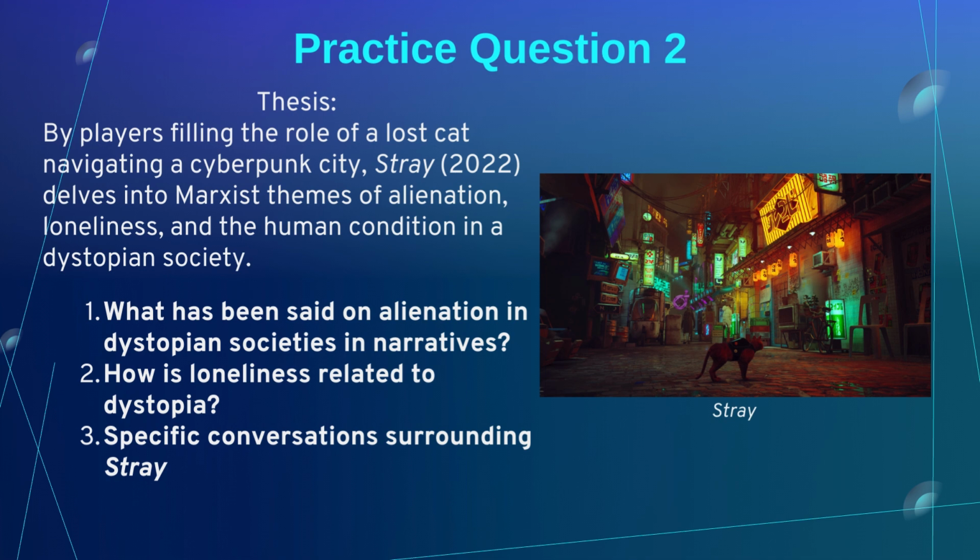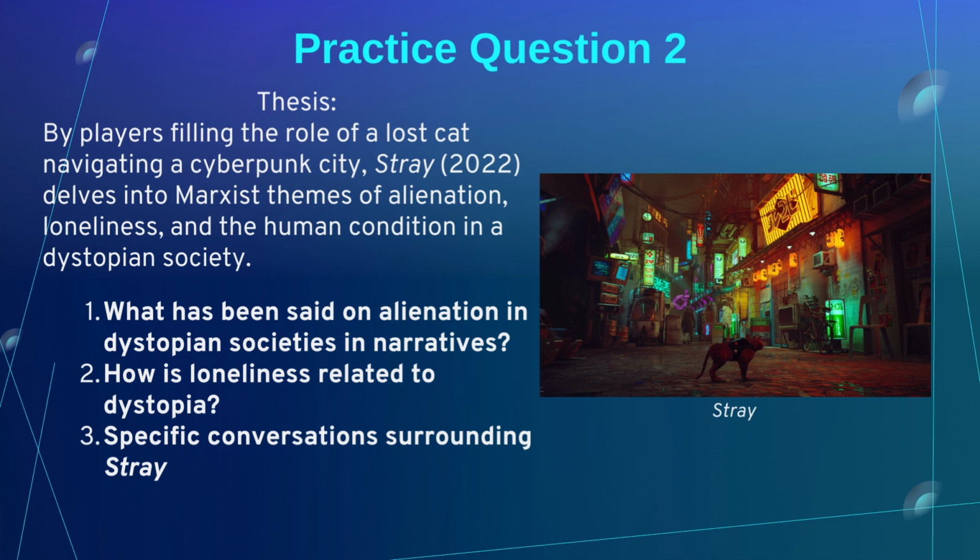And let's say this is your thesis. By players filling the role of a lost cat navigating a cyberpunk city, Stray delves into Marxist themes of alienation, loneliness, and the human condition in a dystopian society. So this is dealing with economic theory again. So some questions you could draw from this.